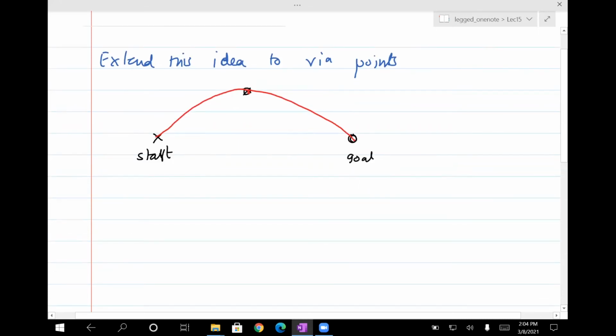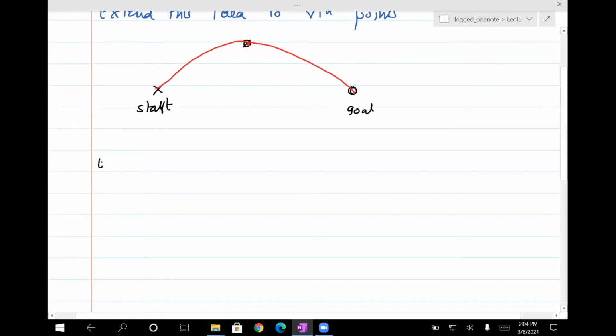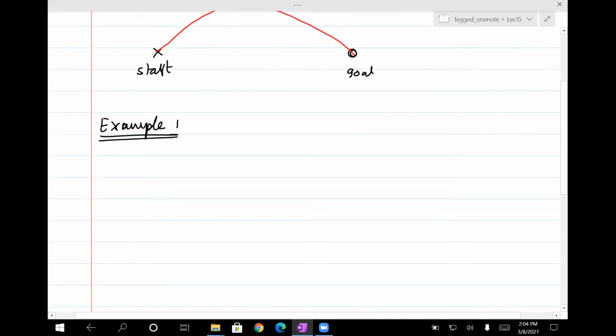But for a manipulator, it could be you want to go to some point and pick something up, and then pick something else up before you end up at the goal position. And so what you can do in this case is, given the problem, you can start putting these equations together. So I'll just do one example. Here's an example.